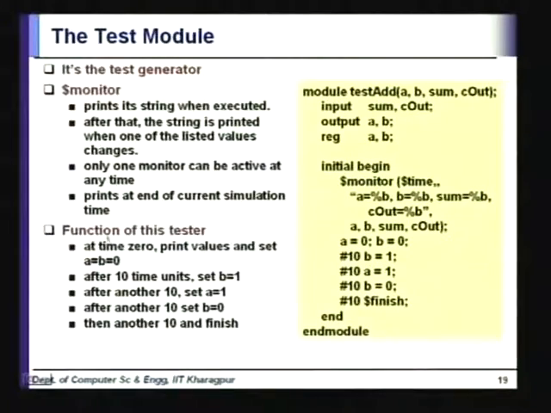Now the function of this tester is, as I said, that at time 0 it prints values and sets A equal to 0 and B equal to 0, then sets this in this sequence. We have discussed this already.